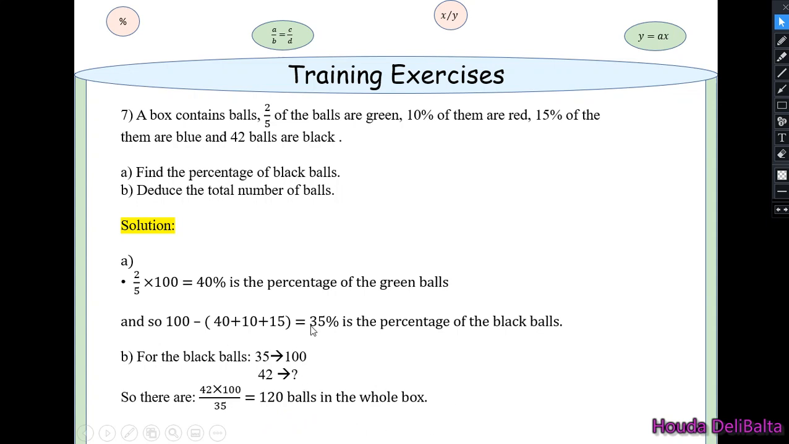So again, 35% is the percentage of black balls. So 35 and 100. So the 42 balls given in the question are in how many total balls? We cross multiply to get that there are 120 balls in the box. Okay?